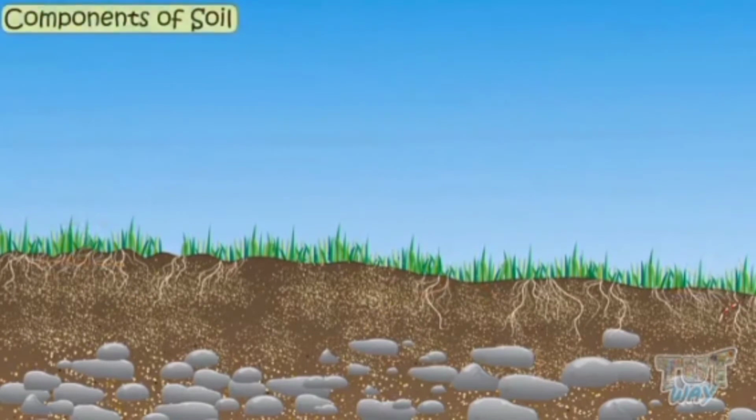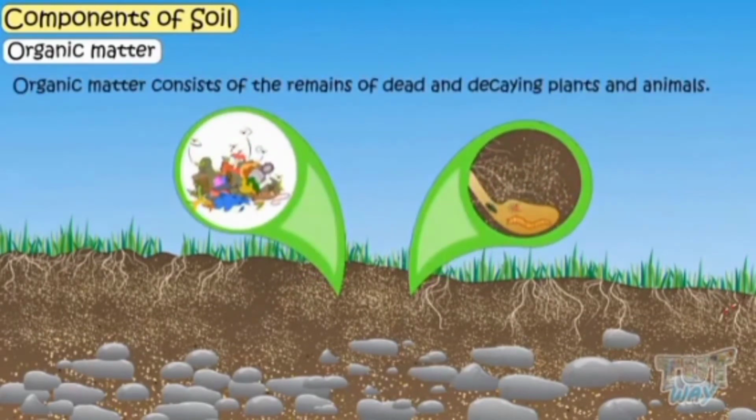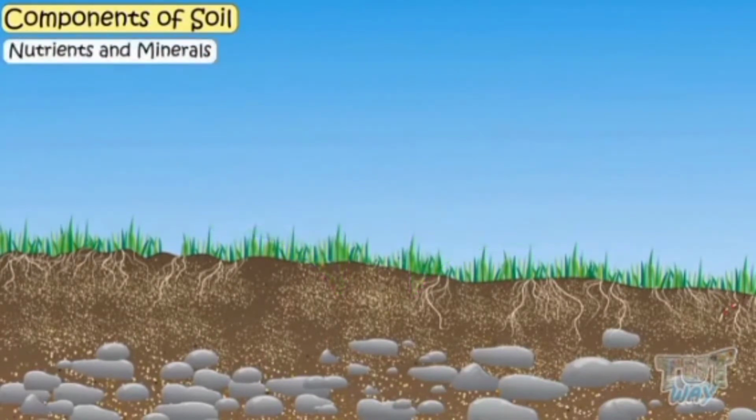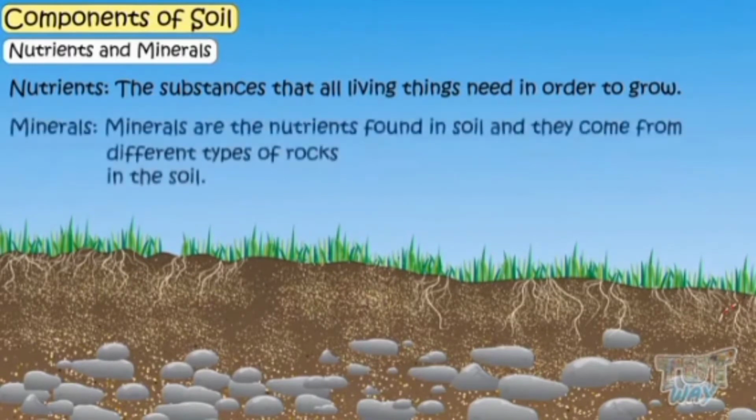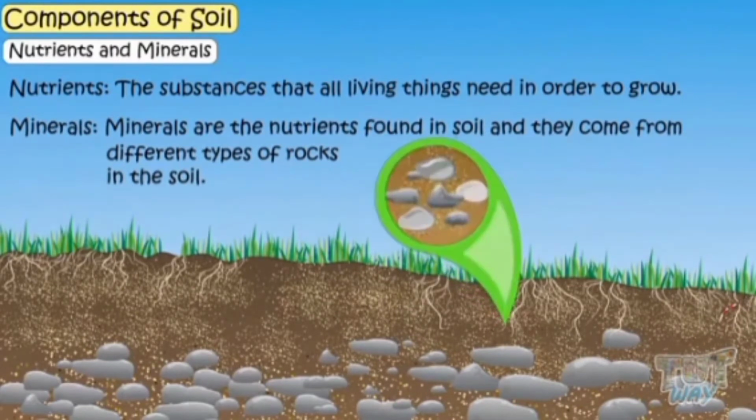Now let's learn the components of soil. First is the organic matter. It is dead and decaying plant and animal remains. Then there are the nutrients and minerals. Nutrients are substances that all living things need in order to grow. And minerals are the nutrients found in soil, and they come from the different types of rocks in soil.